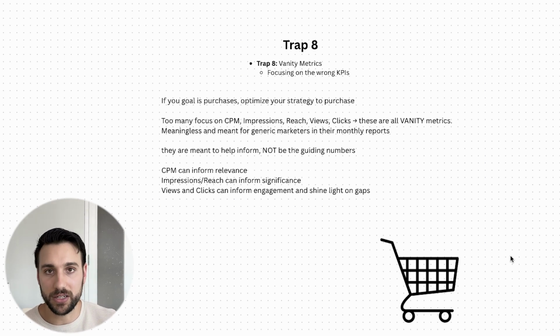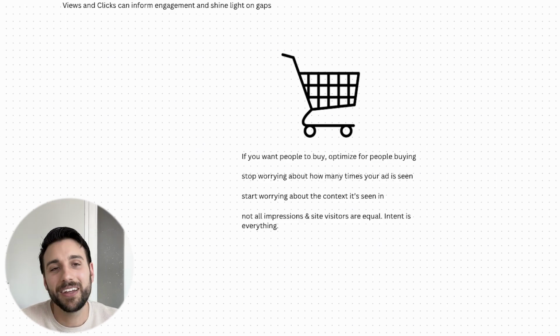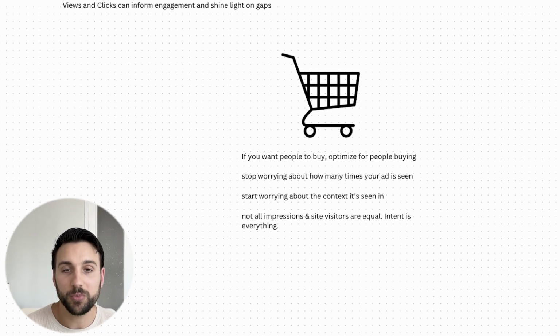Everything else is context. And just to summarize, if you want people to buy, optimize for people buying. So everything you do, from how you set up your website, how you set up your campaigns, the objectives that you choose, how you set up the ads for your objectives, how you set up everything, optimize for people buying. Do everything around that you want to convert more people, if that is your KPI and that is your goal.